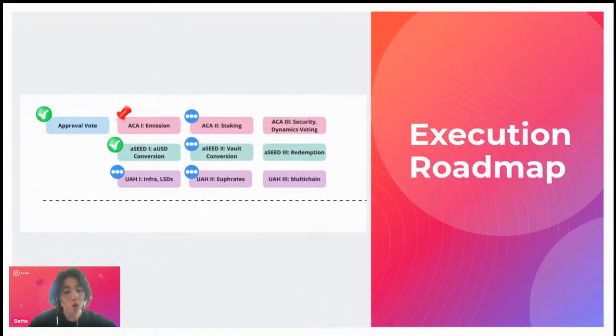First of all, just an overview of the progress so far. Once we passed the approval vote, I think that's a month or so ago, ACA emission is actually pinned, which has just gone live, right? If you see the vote, I think the target block is roughly around August 15th as the target day for its execution if the vote has passed. And that basically allows emission to happen on ACA, which will help with the liquidity growth on the Acala chain.